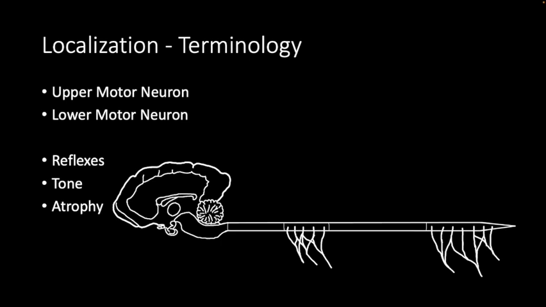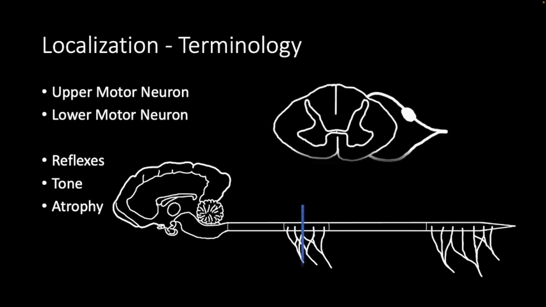Going through more terminology, we need to discuss upper versus lower motor neuron. And on the left of the screen, reflexes, atrophy, and tone are listed, which will make sense shortly if you haven't heard these terms before. On the top right, we have the spinal cord, and we have taken a cross-section of the spinal cord in blue, at the level of the intumescence, or the C6, T2 region. Looking at the cross-section, we can divide the spinal cord into sensory dorsally and motor ventrally.